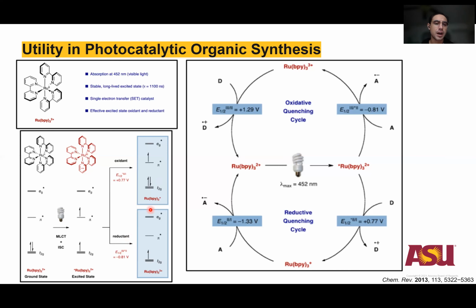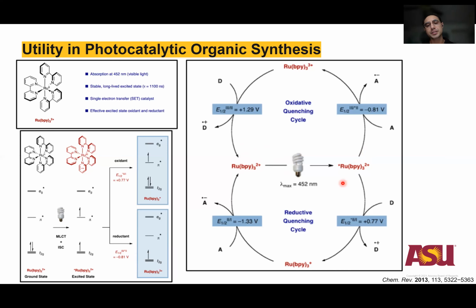So it can oxidize some reaction component to generate Ru(bpy)3 plus, or it can reduce a reaction component and generate Ru(bpy)3 3+. That's shown in this scheme. You have ground state Ru(bpy)3, which is in a +2 oxidation state, and upon excitation with visible light, it can act as either an oxidant or reductant. So it can be quenched, as they say. The excited state can be quenched either oxidatively or reductively.